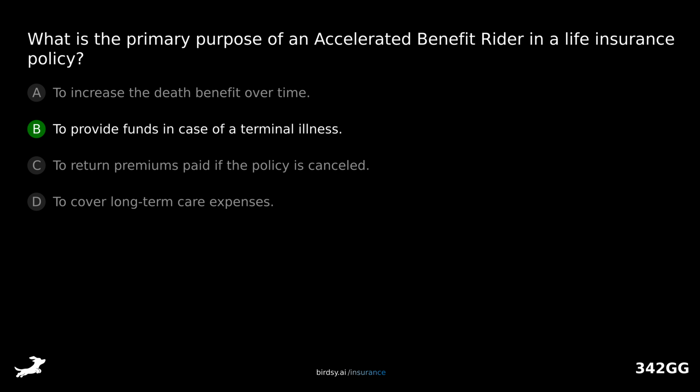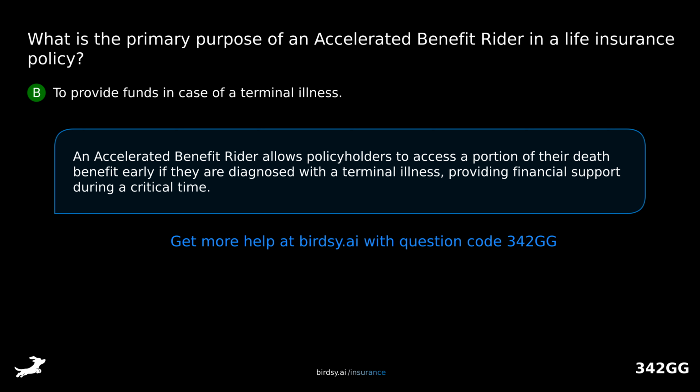The answer is B, to provide funds in case of a terminal illness. An accelerated benefit rider allows policyholders to access a portion of their death benefit early if they are diagnosed with a terminal illness, providing financial support during a critical time.